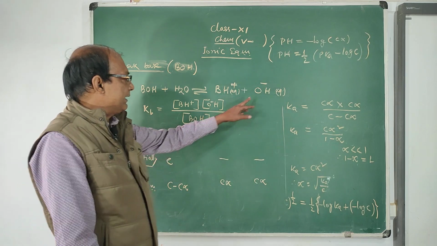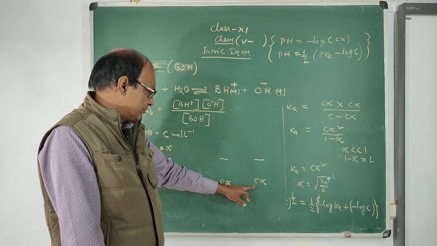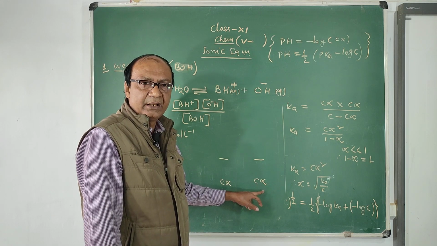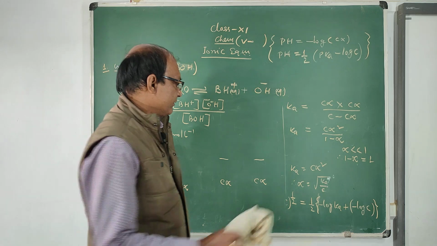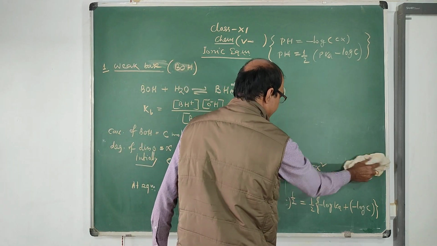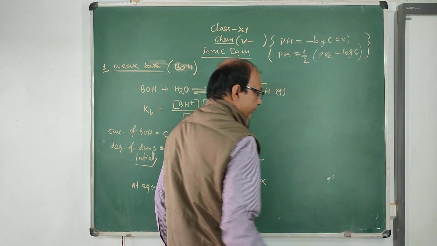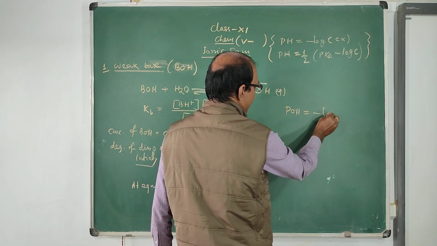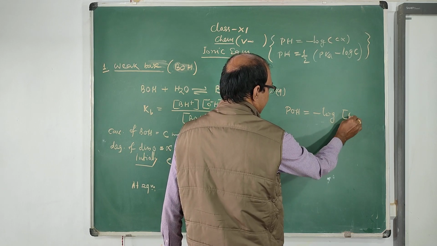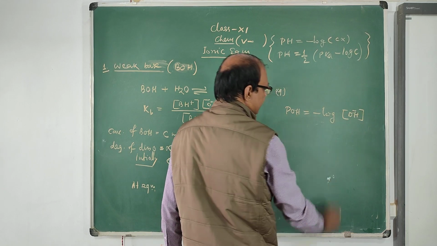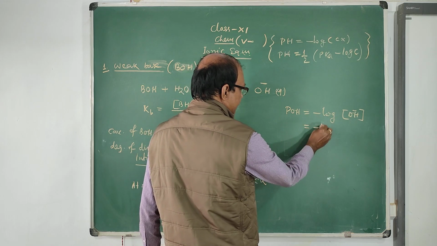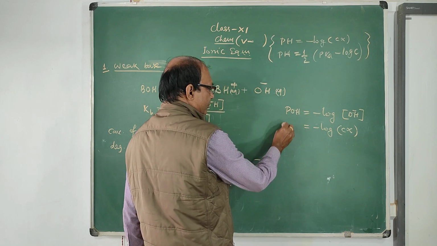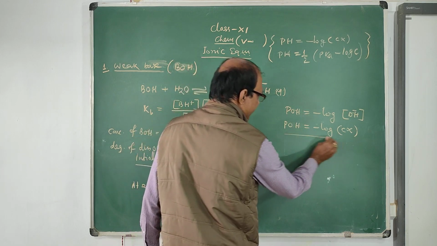Therefore, the hydroxyl ion concentration is C alpha. Therefore, you can find out the pOH directly. pOH equals minus log of hydroxyl ion concentration. So pOH equals minus log of C alpha. This is the expression of pOH for weak base.